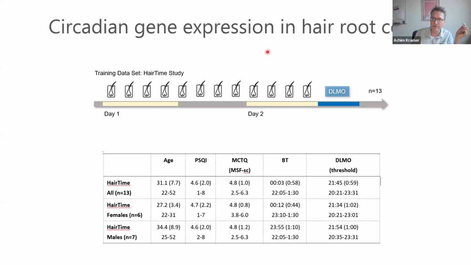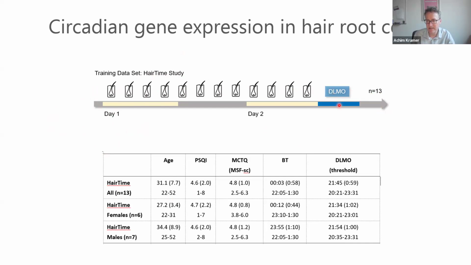So what you do is, first of all, you need to know which genes are rhythmic in hair roots. And how is that related to internal time? So what we did is we created a training data set. We did a study, which we called the hair time study, and asked 13 healthy volunteers to take hair samples, which means pulling out about 10 hairs with large follicles every 3 hours over 1.5 days. So we got 14 samples.